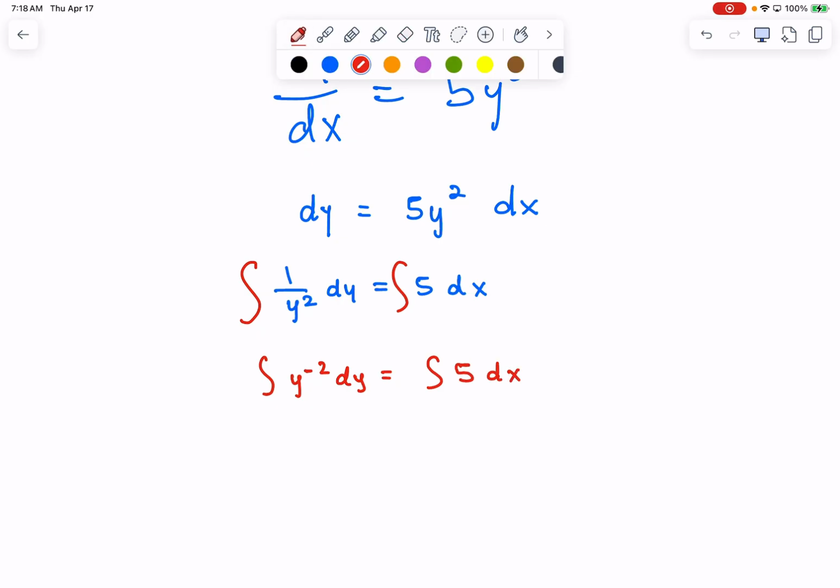All right, what's the integral of y to the negative 2? What's the first rule, the simple power rule? Add 1 back, so you're going to have y to the negative 1 and divide by the new exponent. There's a plus c, but I'm going to plop it over together on the other side with the plus c. What's the integral of 5? 5x plus c.